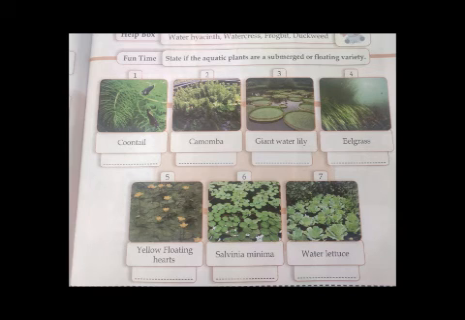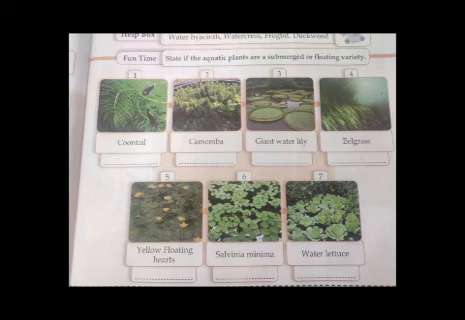The name of the first plant is coontail. You can see from the picture that it is submerged inside the water. So coontail is a submerged plant. See the second picture now. It is Cabomba. Actually the spelling given here is wrong. It is Cabomba. We have to see if it is a floating plant or a submerged plant. You can see from the picture it is a submerged plant. So write the second one, Cabomba, as a submerged plant.